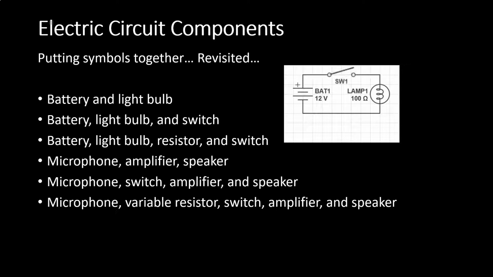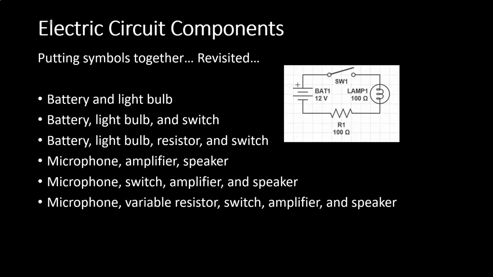Now we're going to add a switch to our circuit. So as you can see, the switch opens the circuit or closes the circuit. So now you can turn the lamp on and off. And now you basically have an old school simple flashlight.